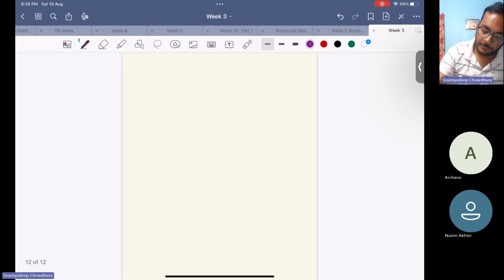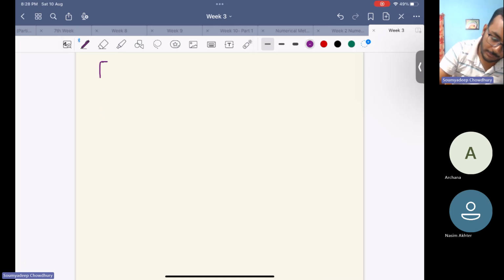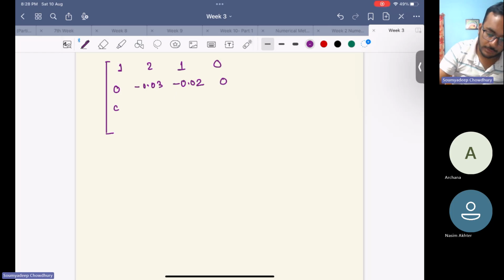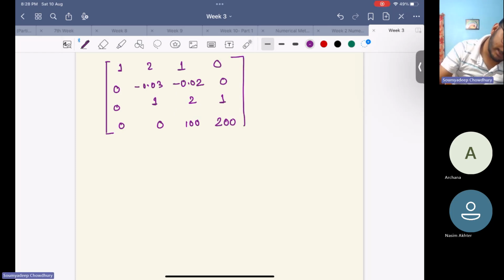Okay. So now if you do this, you will get 1. We are replacing the second row, right? 1 2 1 0 is the first row. It will be 0. If you do the calculation, you can just check. 0. This remains the same. Now the first step is over.